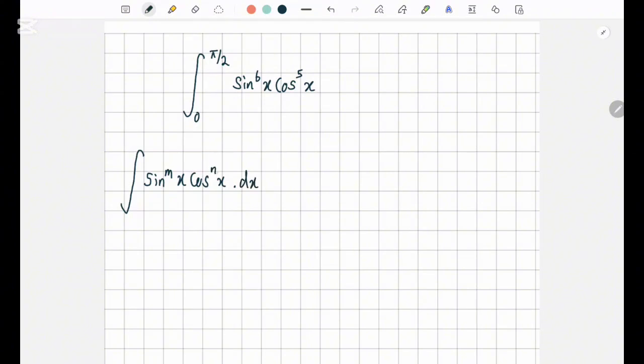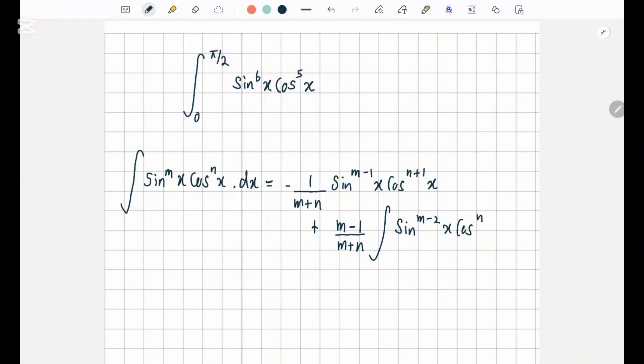Now I'm going through a book right now. I'm just writing it down. This is the formula, reduction formula. Now I need to prove how you get this, and then using the reduction formula we can solve the above integral. So that plus m minus 1 over m plus n into the integral of sine m minus 2 x cos x to the power n dx.